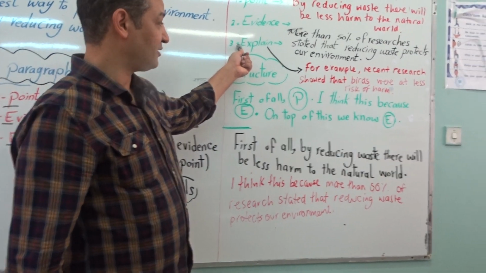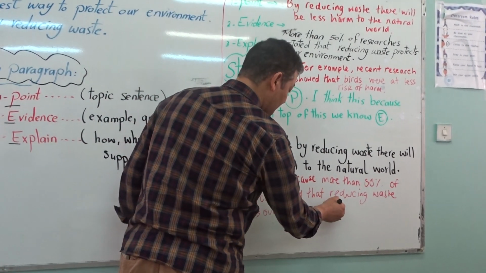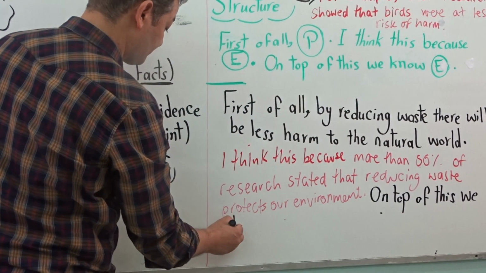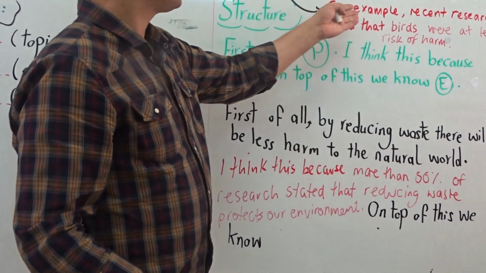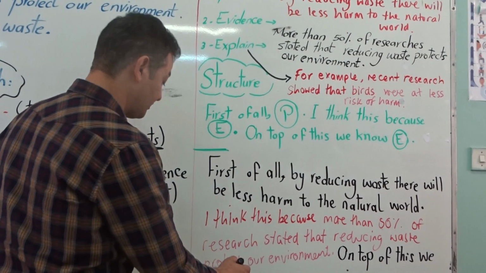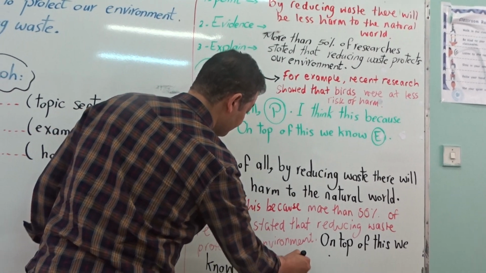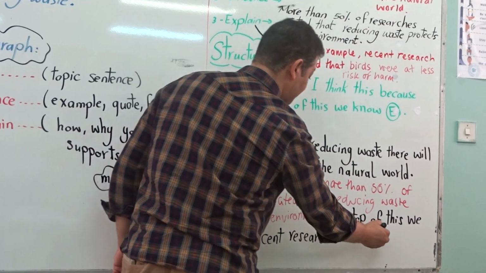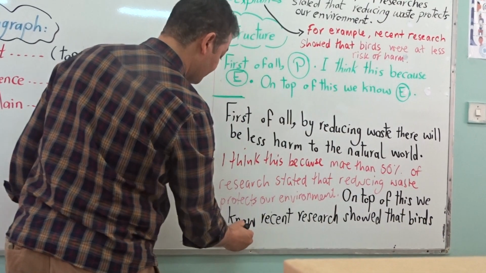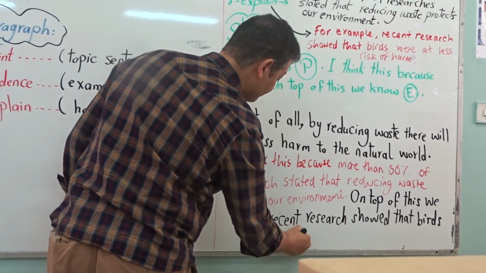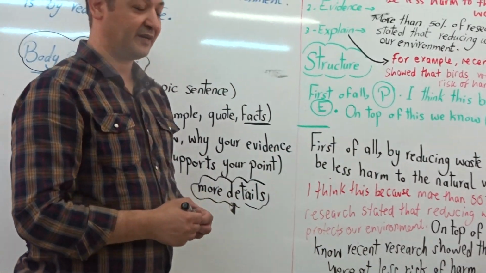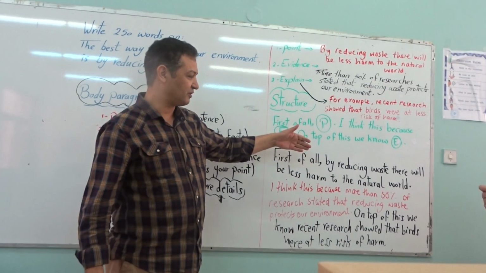Thank you. Last point is explanation. You can start your explanation with a sentence like this. On top of this, we know, state your explanation. Here I can't write for example, because I started with on top of this, we know. So on top of this, we know, recent research showed that birds were at less risk of harm. When we finish our paragraph, this paragraph may be more than 45 or more than 60 words.